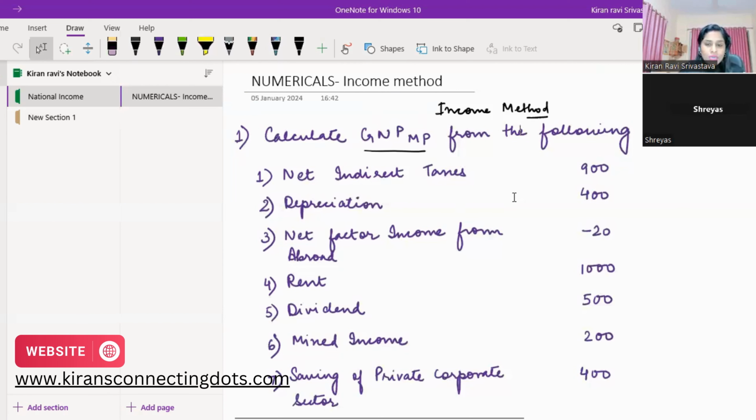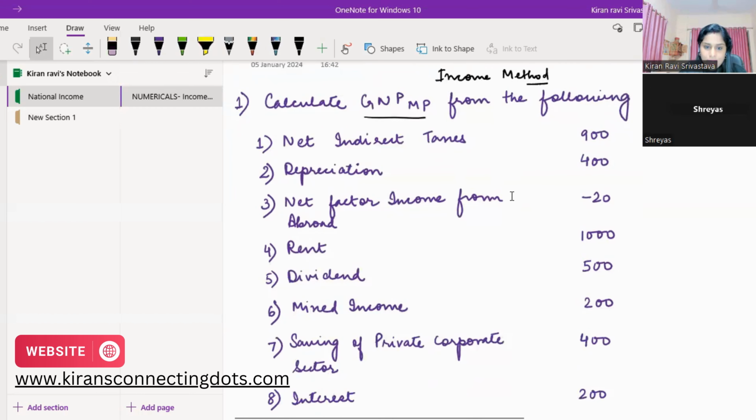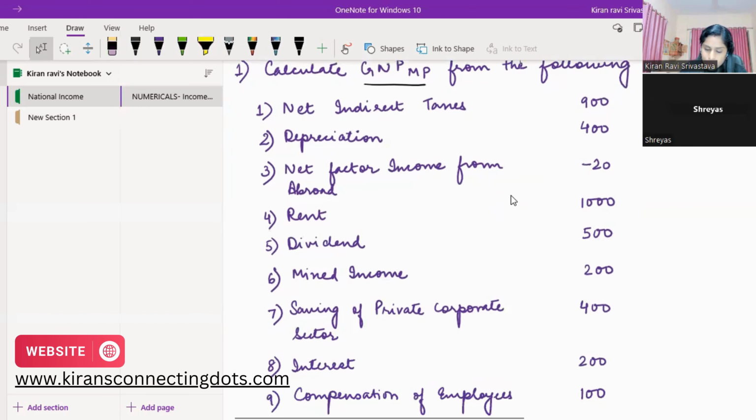First thing is that you will look at the question. अगर क्वेश्चन में डायरेक्टली पूछा है कि इनकम मेथड से करना है, एक्सपेंडिचर मेथड से करना है, तब तो कोई दिमाग लगाने की जरूरत नहीं है. Otherwise, if it is not given in the question, कि इनकम मेथड से करना है, एक्सपेंडिचर मेथड से करना है या वैल्यू एडेड मेथड से करना है, then you will look at the components, कि किस चीज का कंपोनेंट ज्यादा दिया हुआ है. ठीक है.